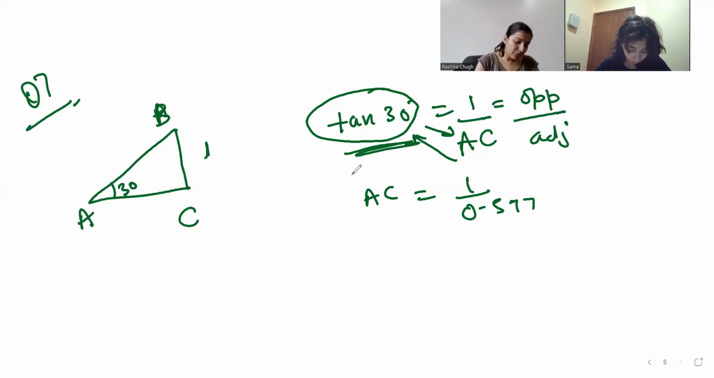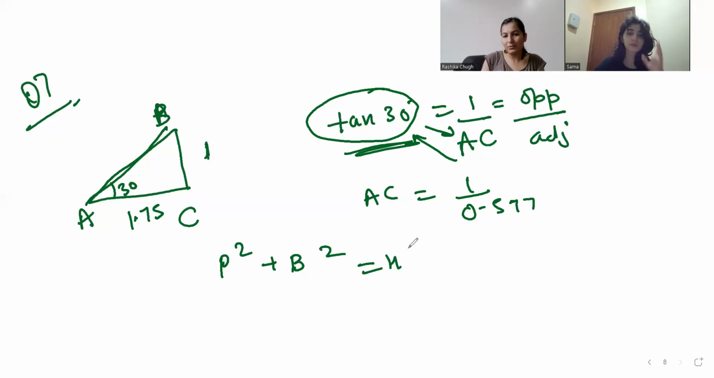Then the second part says, use Pythagoras theorem to obtain the length of AB. So now we have this as 1, this as 1.73, and we have to just find the hypotenuse using the Pythagoras theorem. Perpendicular square plus base square equal to hypotenuse square. This is your perpendicular, this is your base, and we have to just find this.